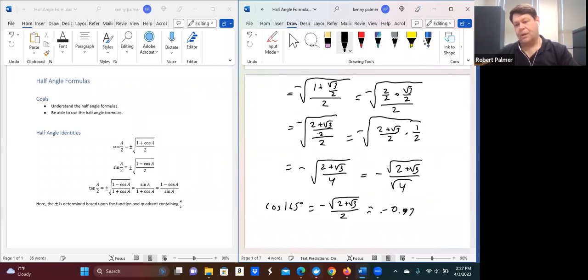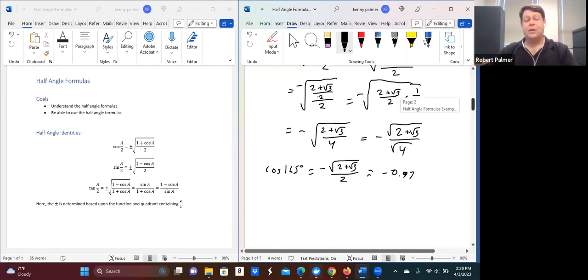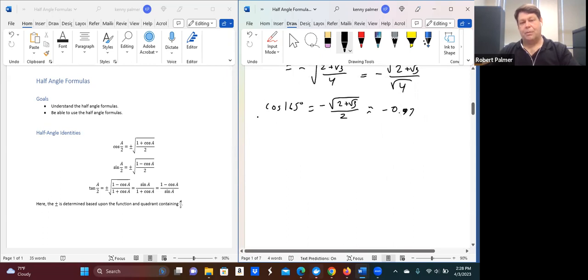Okay, good. So what we did then is we found the exact value of cosine of 165 degrees using this, and then we verified that it is correct. And also, if you want to know the secant of 165 degrees, it's simply the reciprocal of this. Okay, let's look at our next example. This time let's do one involving sine.